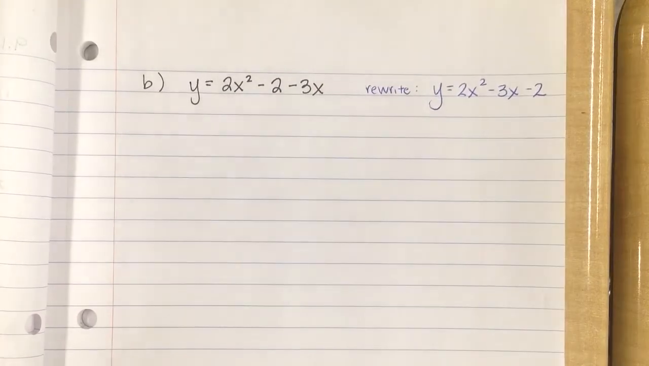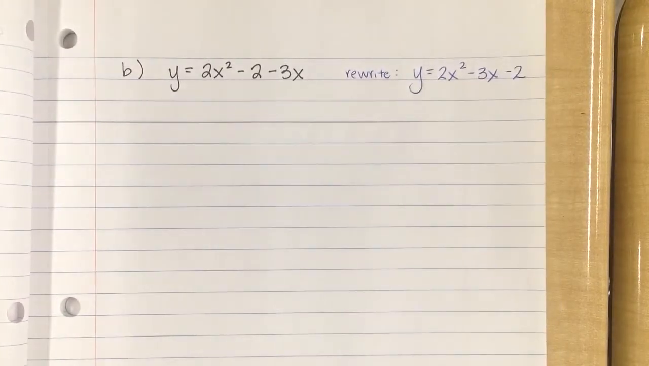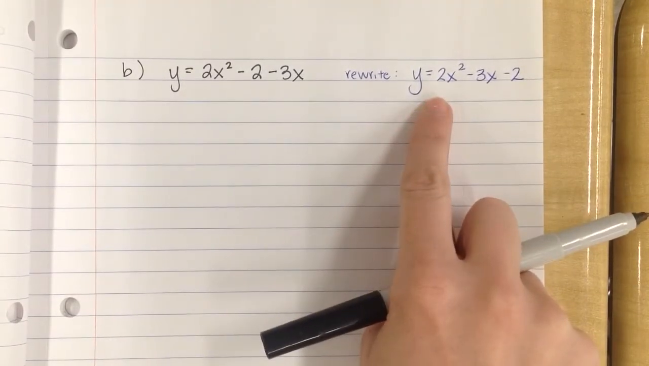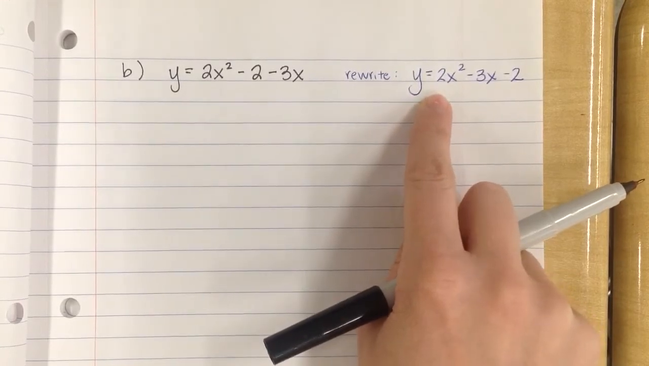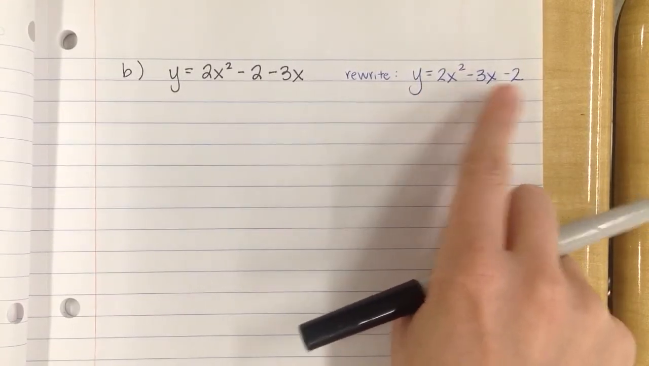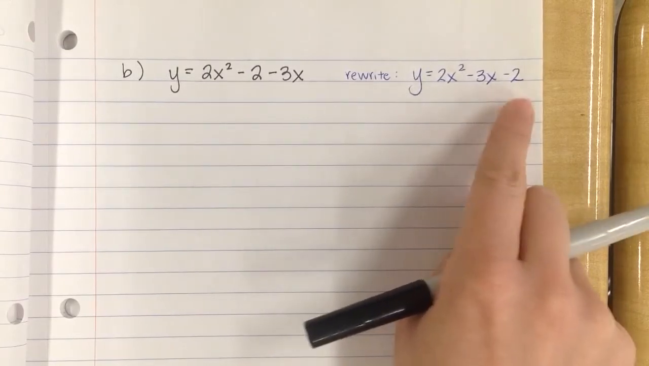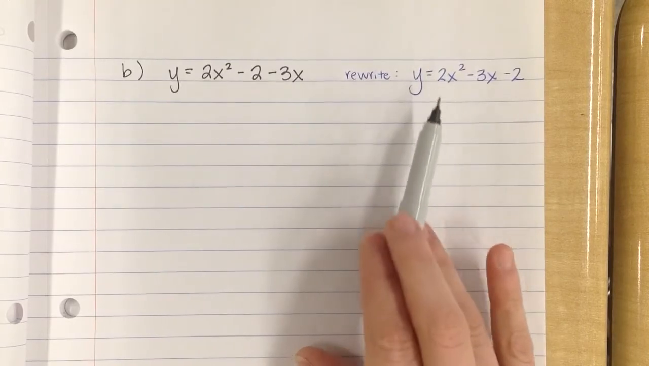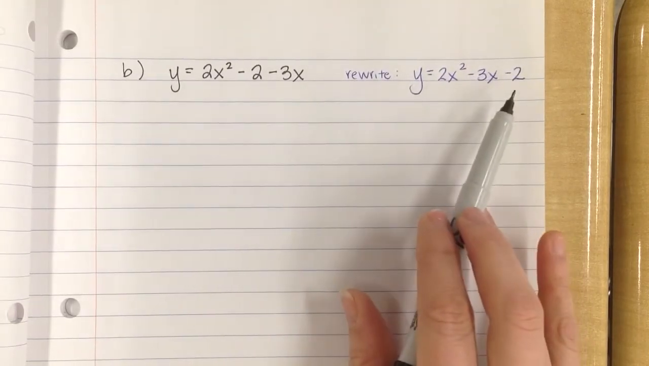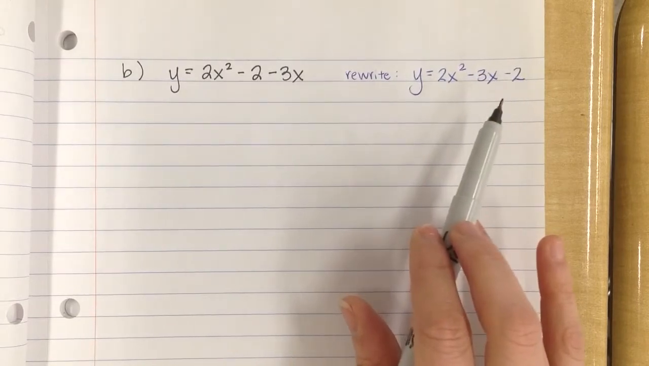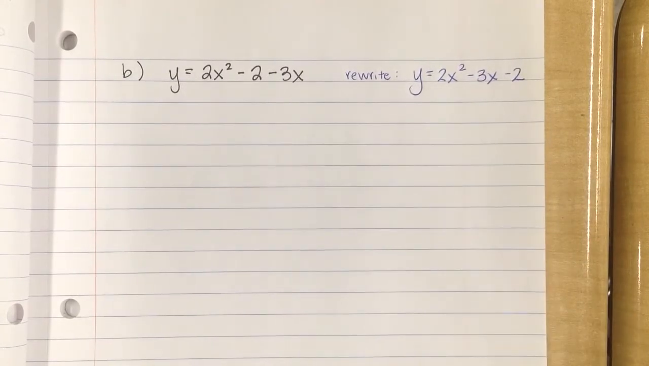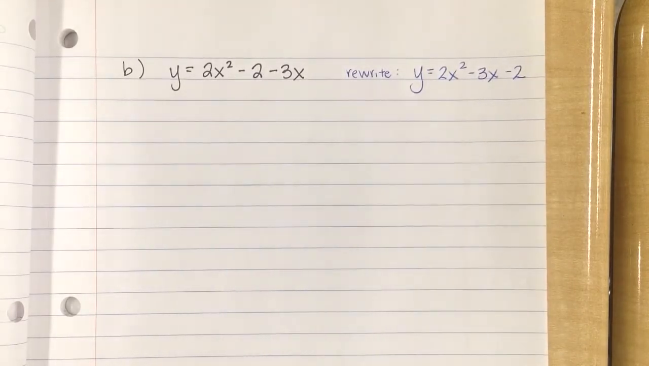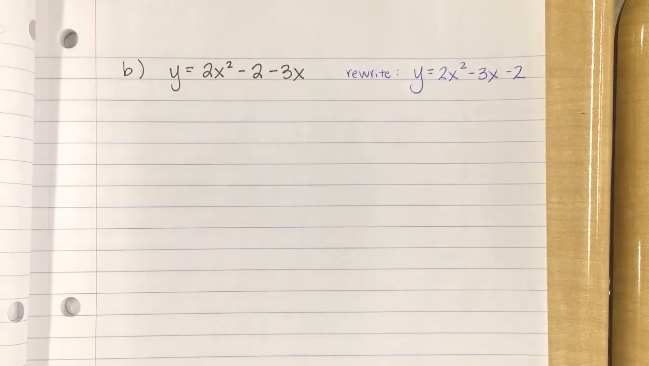My next task is to figure out which method I'm going to use. Is there a negative a value? No, so I don't need to do anything there. Is there a common term that all three share? No, I have a 2, a -3, and a -2. Nothing shared. Is it a special case? No, because 2 and -2 are my A and C values, and neither of them are perfect squares. They both have to be perfect squares to be a special case. Therefore, my next task is to determine if this is factorable.